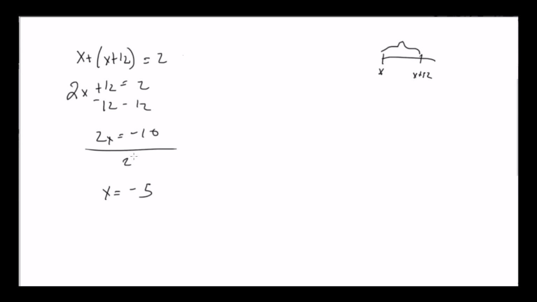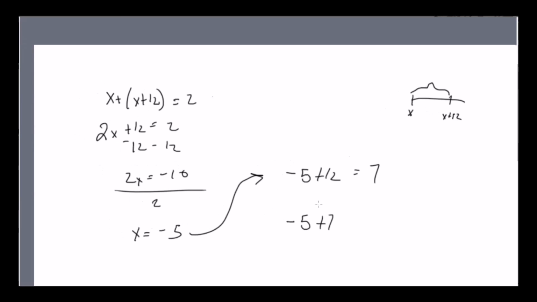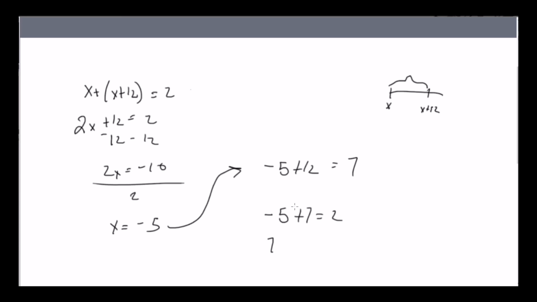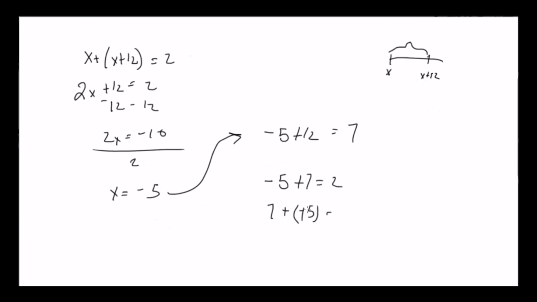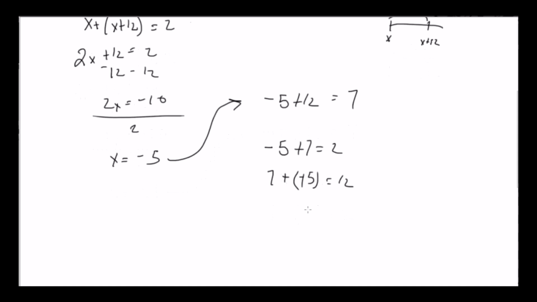Oh, there's our first value. So what do we do next? Well, x is equal to -5, so let's throw it in there. -5 plus 12 is equal to 7, giving us our next unknown. And then we can check it by making sure the sum of the two is 2, and it is.